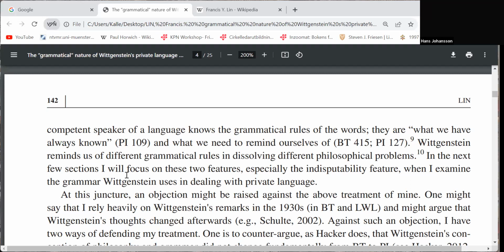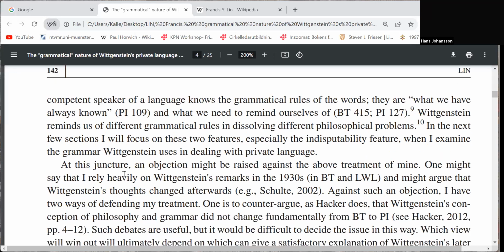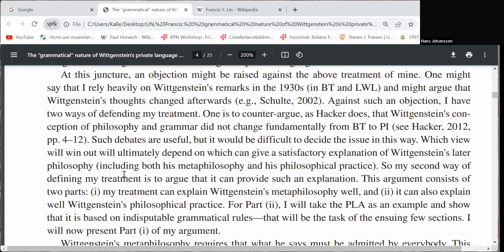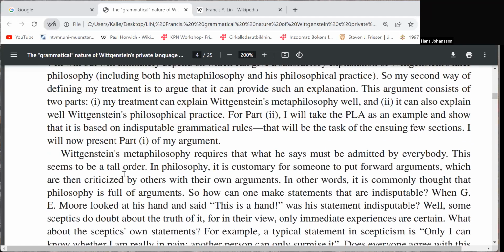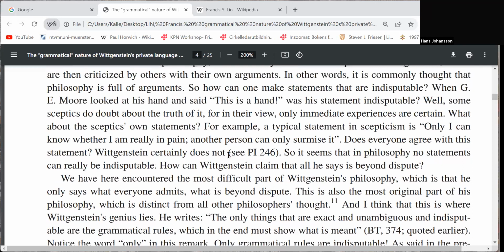And then we go to the fun part. It should be some humor here. And this is, of course, G.E. Moore. Third paragraph. When G.E. Moore, it's the fourth line or fifth line, looked at his hand and said, "This is a hand," was his statement indisputable? But the thing is, it is far from indisputable.